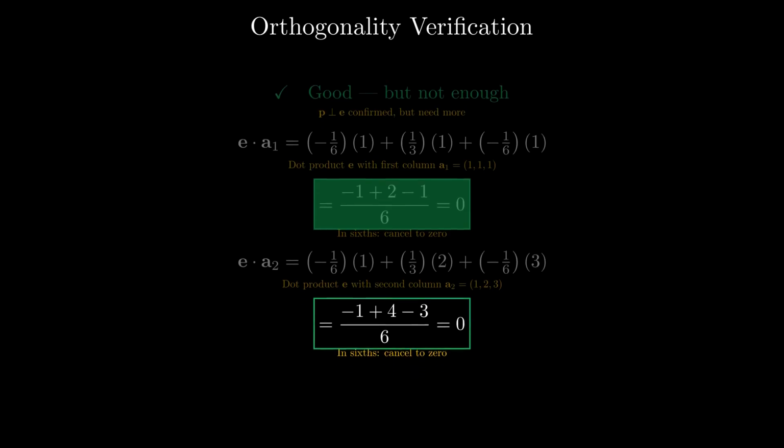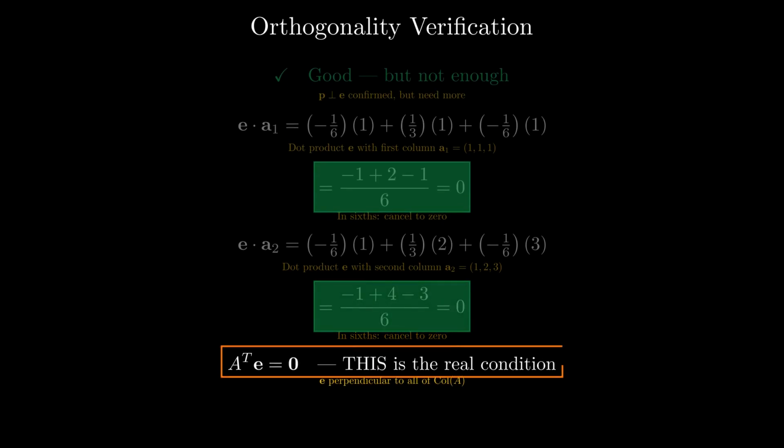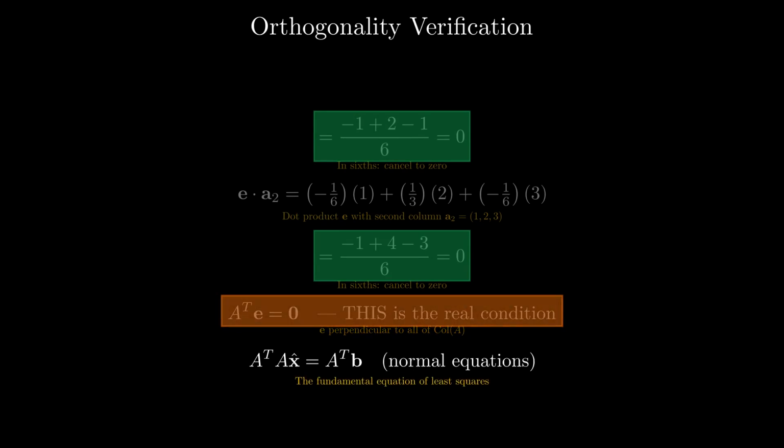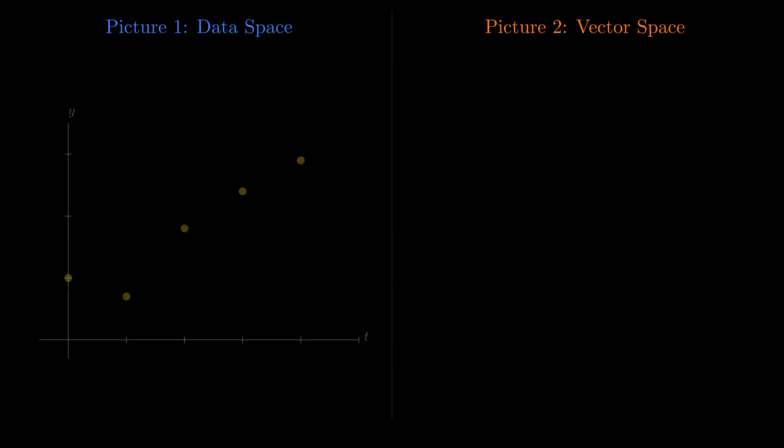0. Both columns give 0, so A transpose times E equals the 0 vector. This is the real condition. And this rearranges to A transpose A times X hat equals A transpose B, the normal equations. Now return to the split screen to see the key insight.